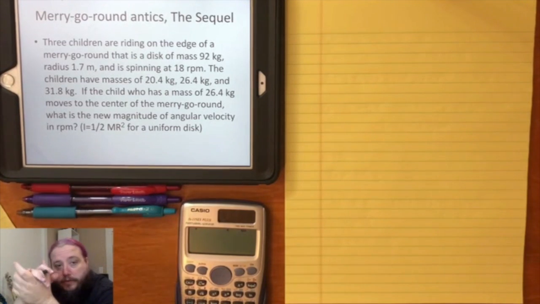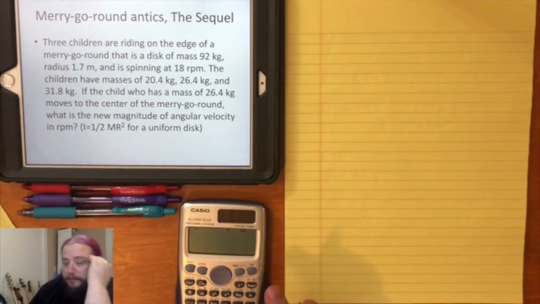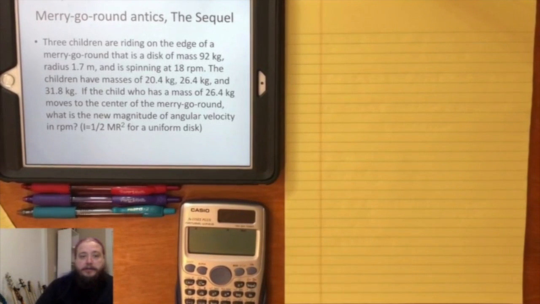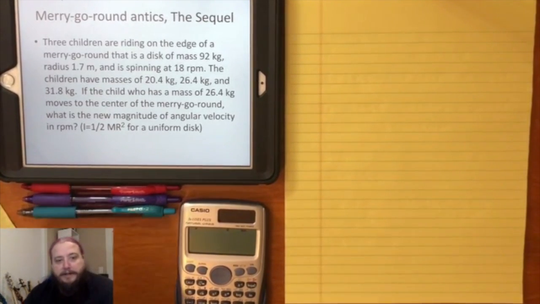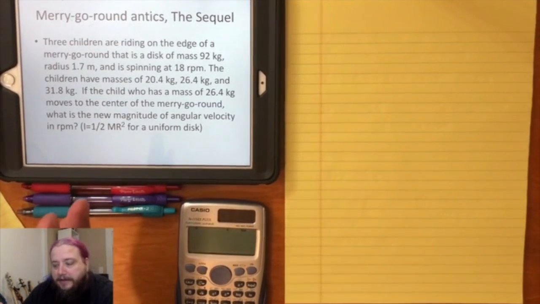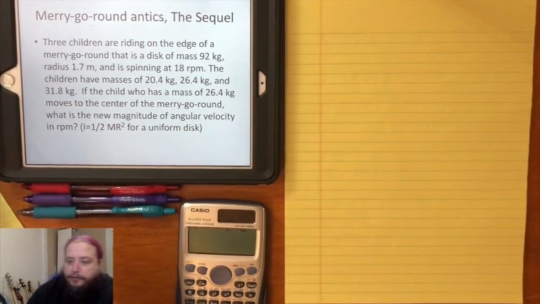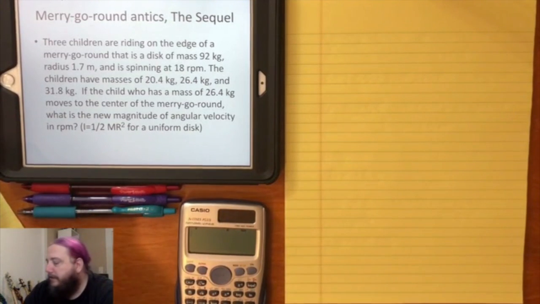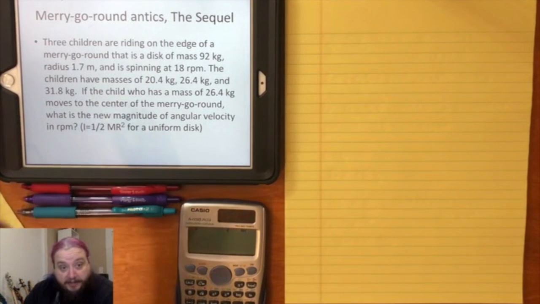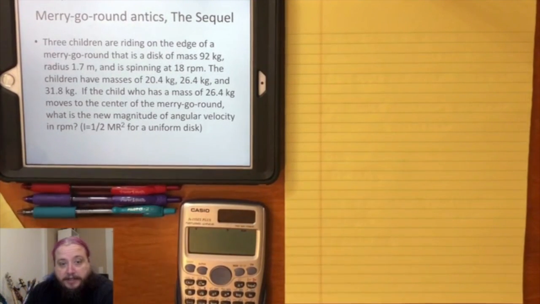So again, 1/2 mr squared for a uniform disk. I don't know about you, but when I was a kid, this was the way we did things. You'd spin the merry-go-round up as fast as you could, and everybody would be hanging on the edge, and then you'd usually convince the biggest of the kids to crawl their way to the center of the spinning merry-go-round, and it's just like the ice skater bringing her arms in.